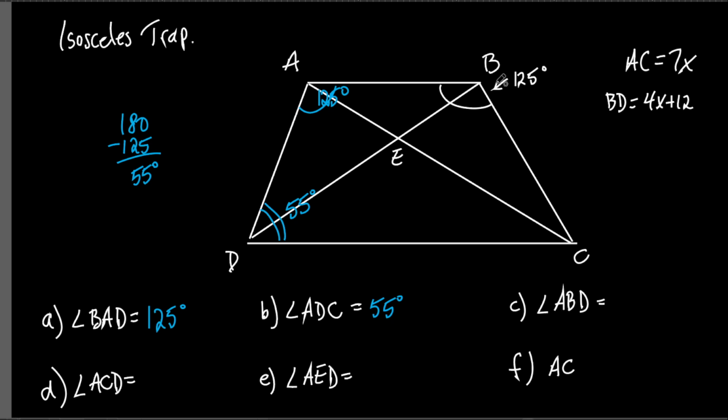ABD. ABD. That's this little one. I'll tell you what, let's do this in a different color. Thought you were going to ask me a good geometry question. All right, so this angle right there, that's ABD. How do we find ABD?